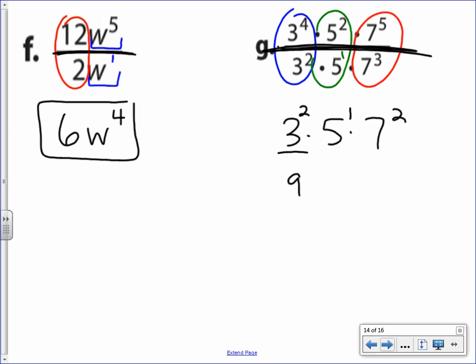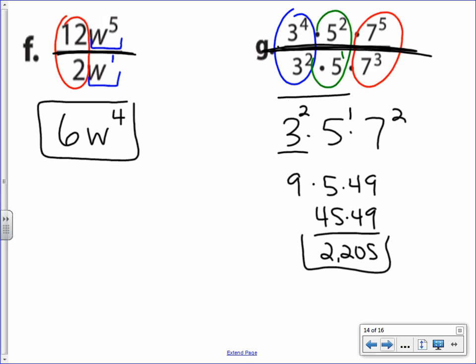3 squared is 9 times 5 times 49. That's 45 times 49, which is 2,205. Standard form, exponential form. And I would lose that 1. I would not leave that 1 there. Okay, 2,205.